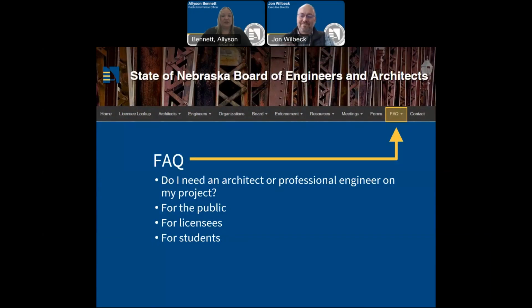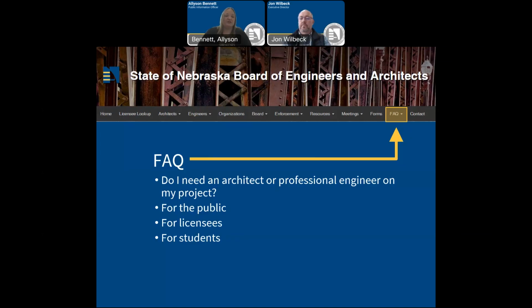So another really helpful section is going to be our frequently asked questions. We have "Do you need a design professional on a project," which will lay out that need and the occupancy classification and the square footage. For the general public, that will go over working with licensees, projects and buildings, exemptions, complaints, and information on remediation.